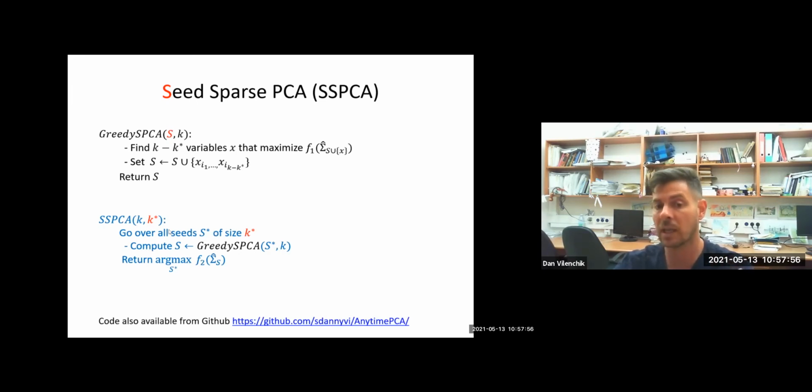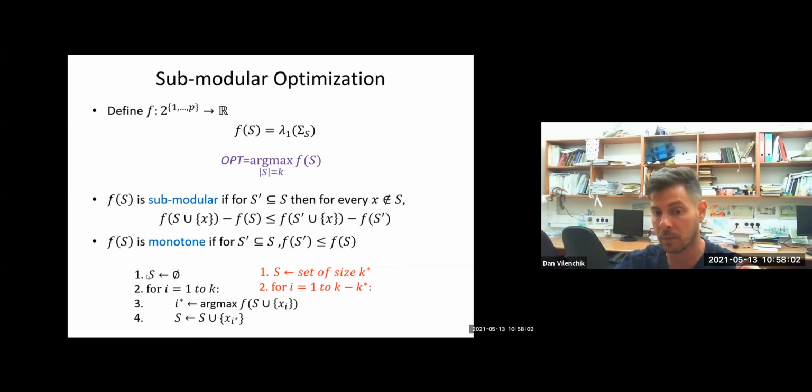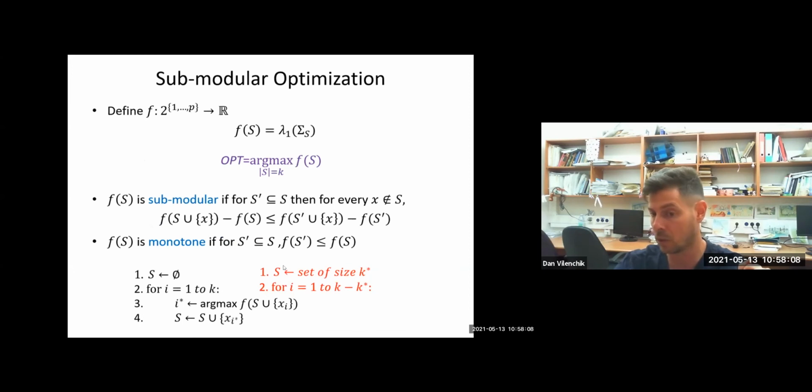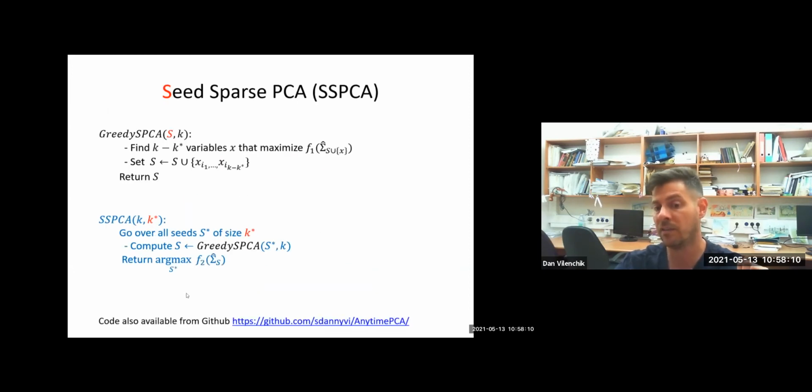So instead of running an exhaustive search on all k by k submatrices, we run an exhaustive search on all possible seeds for this simple greedy algorithm. And then every seed we complete according to this scheme. And eventually we choose the best seed.